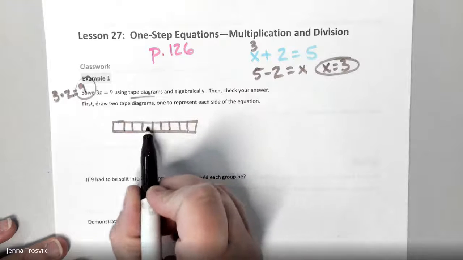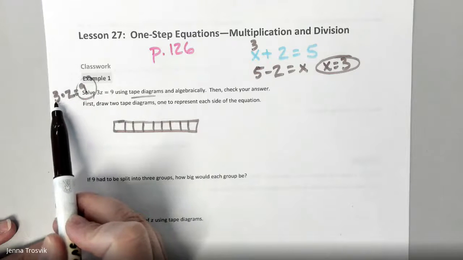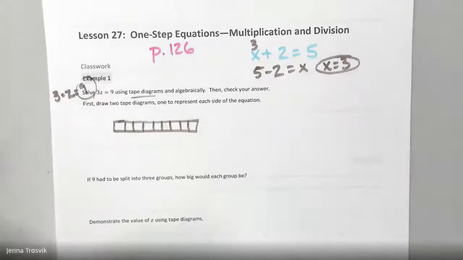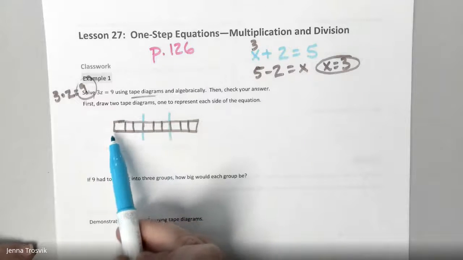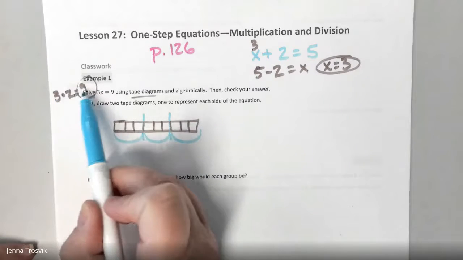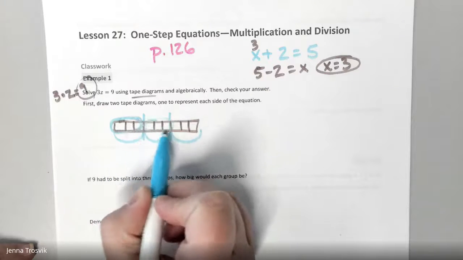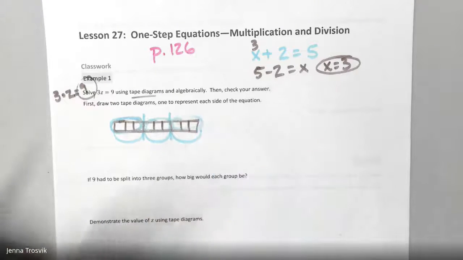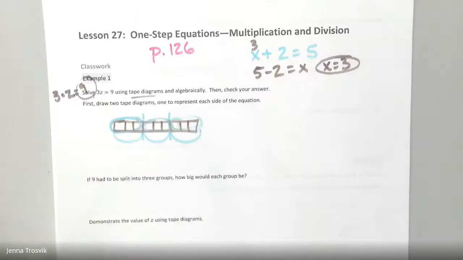1, 2, 3, 4, 5, 6, 7, 8, 9, correct? Then we would take the 9 total, and we need to know what times 3 equals 9. So we would cut it into 3 equal groups. So boom, boom. We have 1 group, 2 groups, 3 groups total, correct? So now if I have 3 times a number equals 9, I just want to know how many pieces were in each of my groups. So how many pieces did I put into each of my groups that I multiplied by? And all you would have to do is count 1, 2, 3. That's your missing piece. So z would be, how many are in each of my groups? z would be 3.